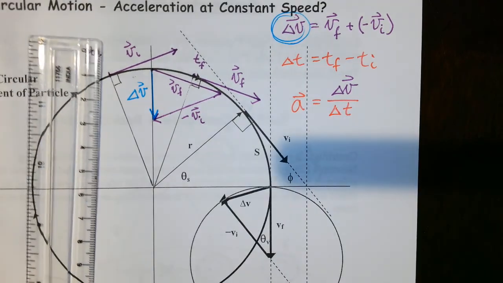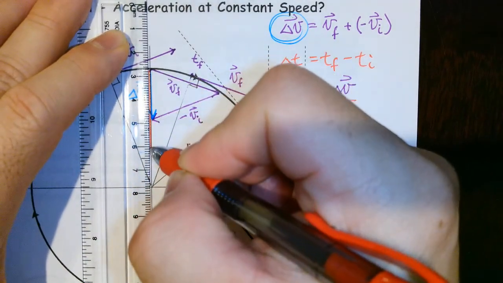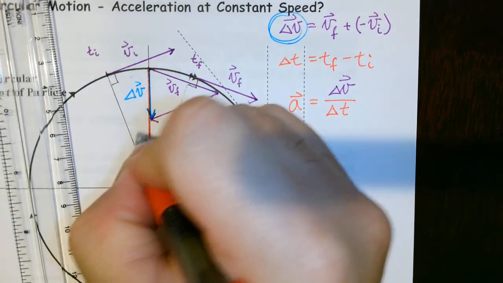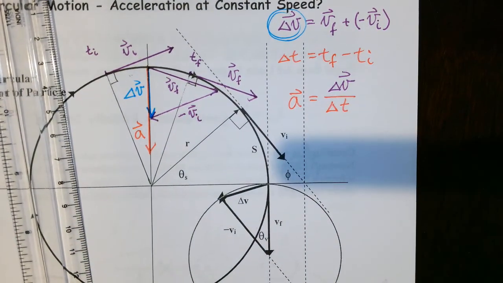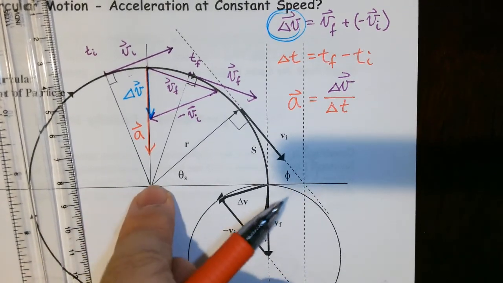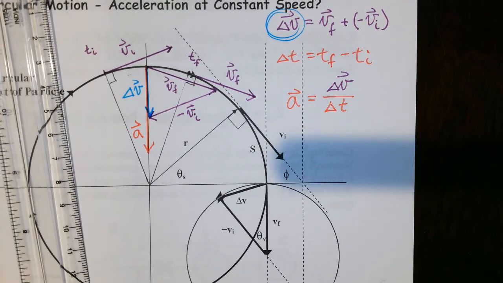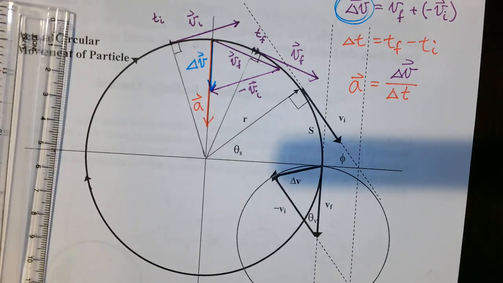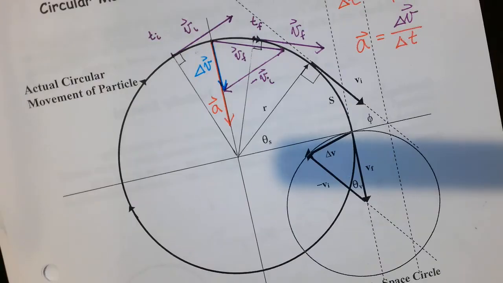That's all it is. So the direction of my acceleration is along my delta V direction, okay, which is pointing towards the center of the circle. Okay? So let's write that down.